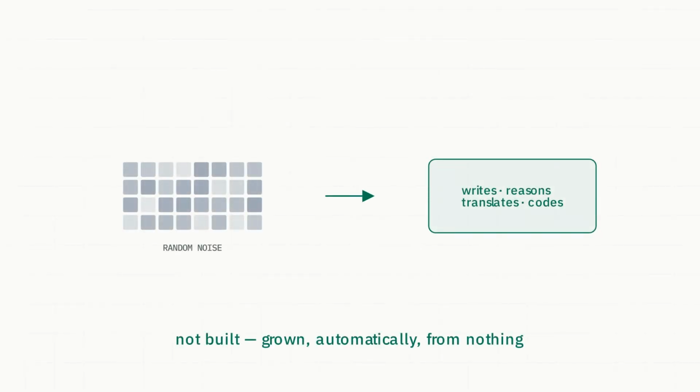It started as a blank slate, billions of numbers set to random noise, knowing absolutely nothing. And then, through a process we're about to walk through in detail, it slowly, automatically grew into something that can write, reason, translate, and code. It's less like building a machine and more like cultivating one.